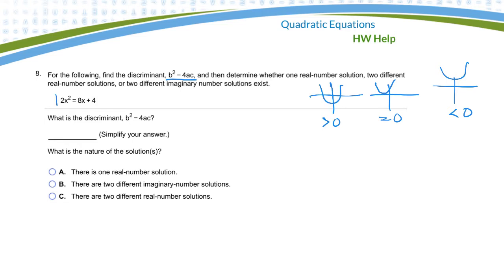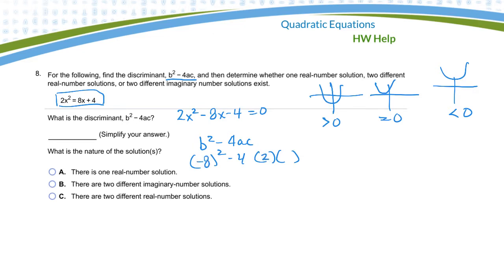So if you're given an equation, you first have to make sure it's equal to 0. So this I'm going to change to 2x squared minus 8x minus 4 equals 0. Then I'm going to do that b squared minus 4ac thing. B is negative 8, a is 2, and c is negative 4. So negative 8 squared is a positive 64. Negative 8 times negative 4 would be positive 32. And this comes out to 96, positive.